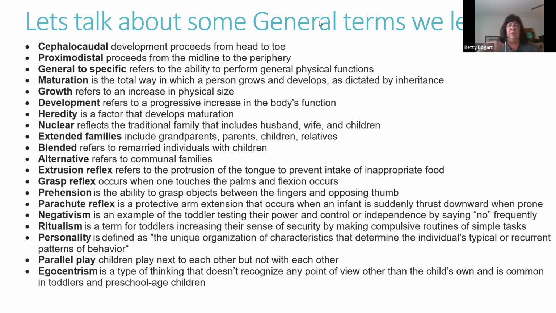Personality is all those things that make a child who they are. We have those happy personalities. We have those children who will be more distant and quiet. But personality is that unique organization of characteristics which show you what a kid is like. Because you've got the happy, playful kids and the quiet ones.